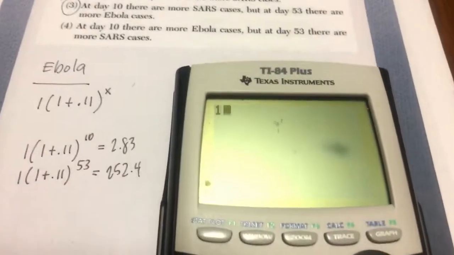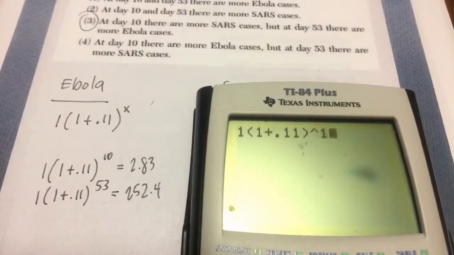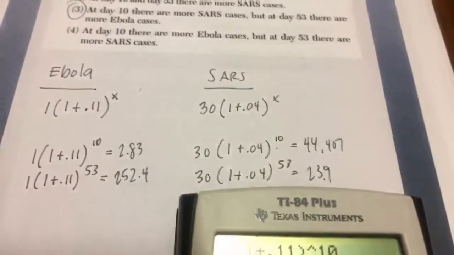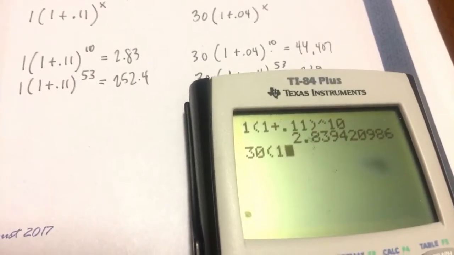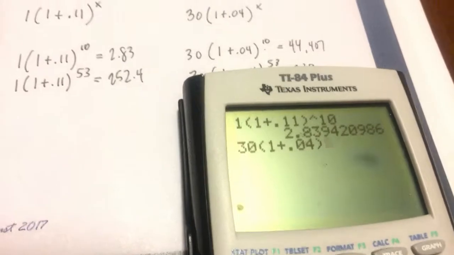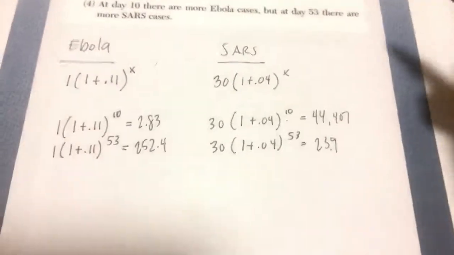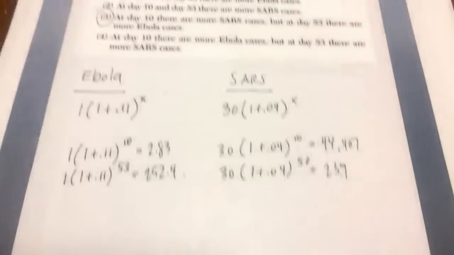So to show you what I did, 1 times 1 plus 0.11 to the 10th. I get 2.83. I do 30, sorry for the glare, I do 30 times 1 plus 0.04 to the 10th. Okay, so I get 44. So based on all these calculations, you'll notice that at day 10 there are more SARS, but at day 53 there's more Ebola virus.